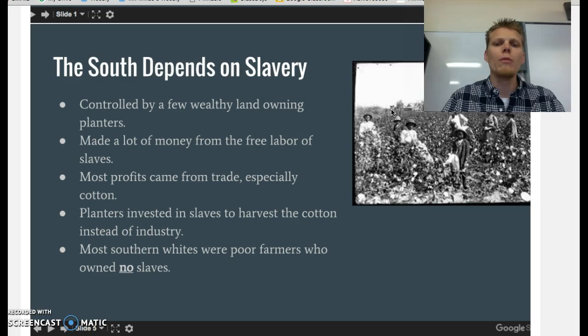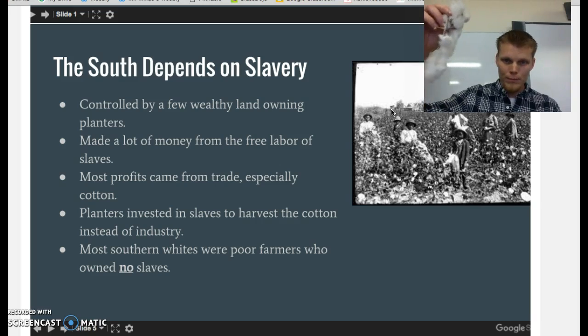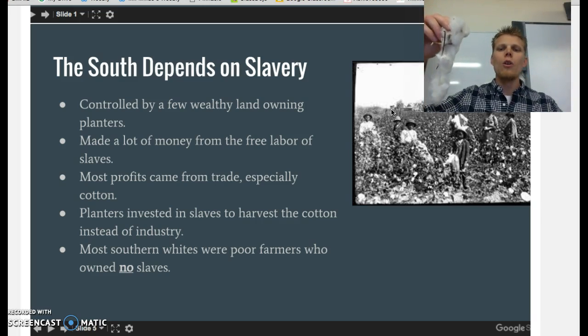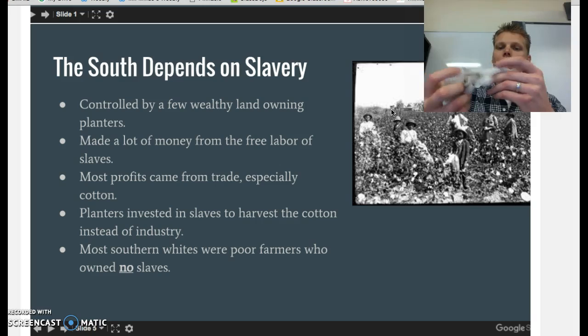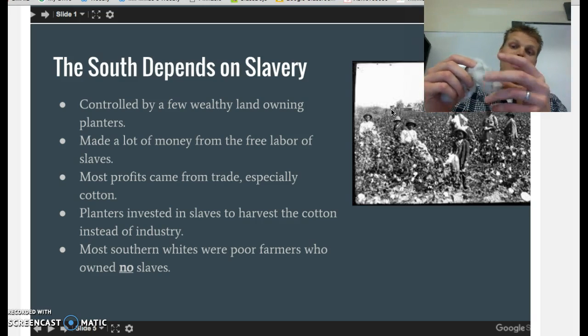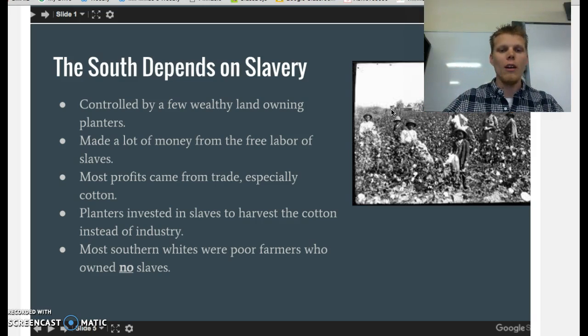They made a lot of money from the free labor of slaves. This is why slavery becomes so important, because of that demand for cotton. Most profits came from trade, especially cotton, so they would produce it, grow it, slaves would harvest it, organize it, clean it. That's where that cotton gin comes in, and they got to get all these little seeds that make the cotton basically impure, get those out, and then they can package it up and start selling it.